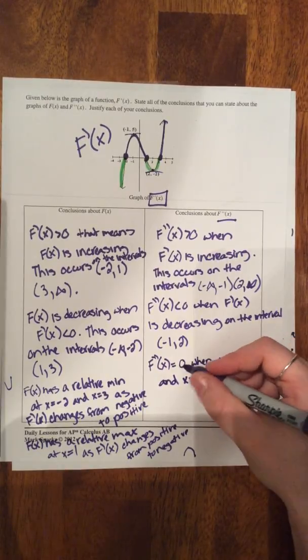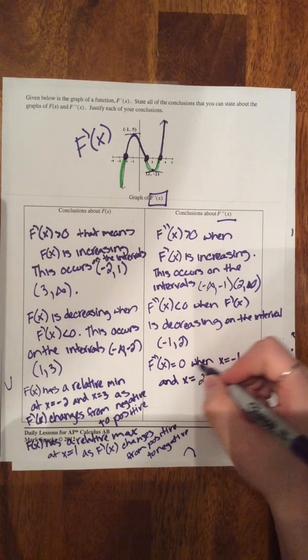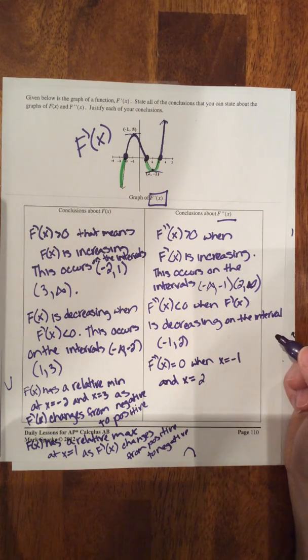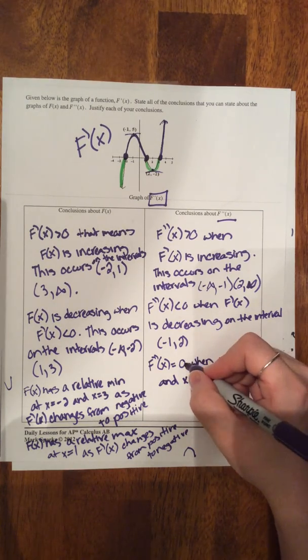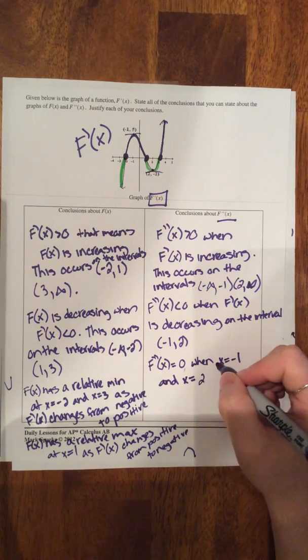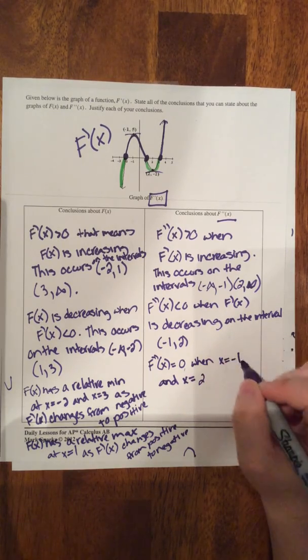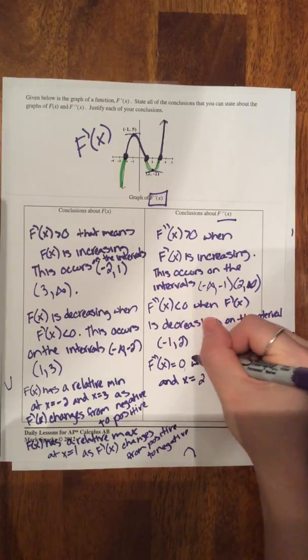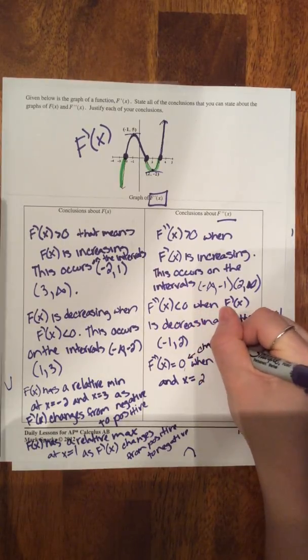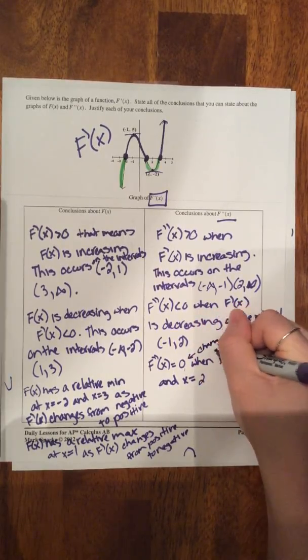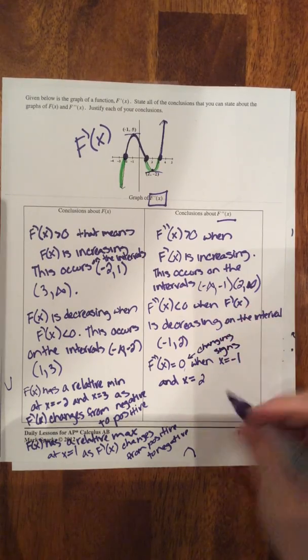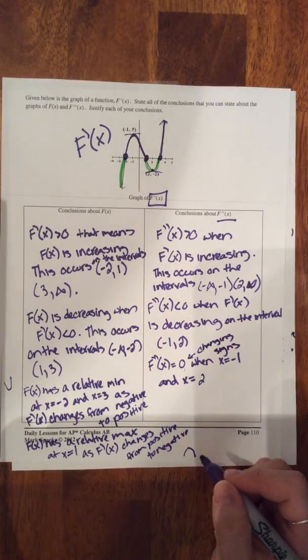And even more so, it's really beyond f double prime equaling 0 because there's a horizontal tangent. It's actually changing from positive to negative or negative to positive. Because this is happening, because f double prime is changing signs, I can also reach one more connection about f of x.